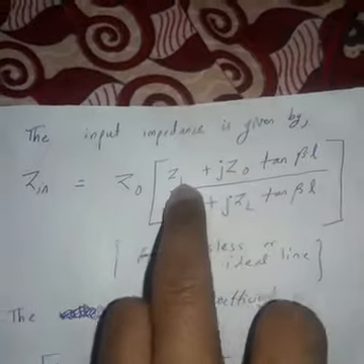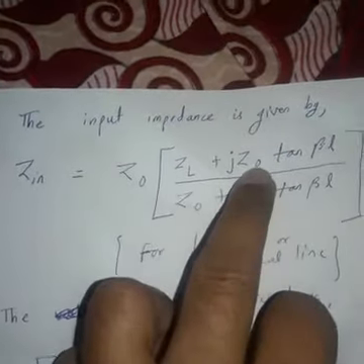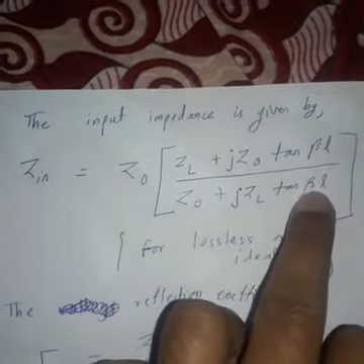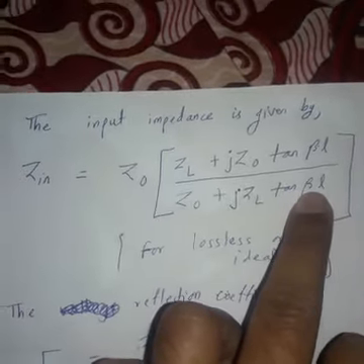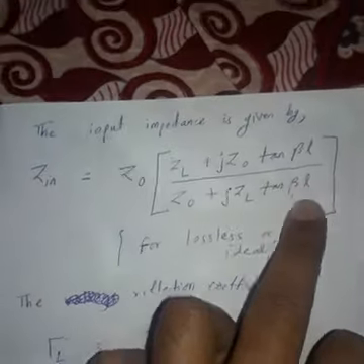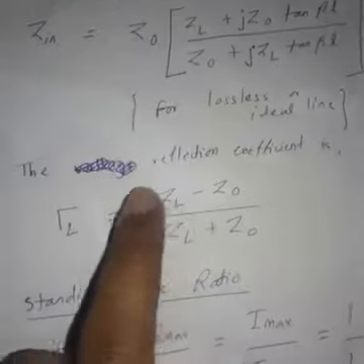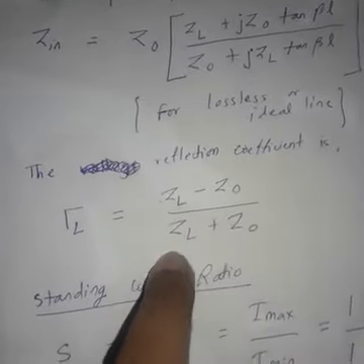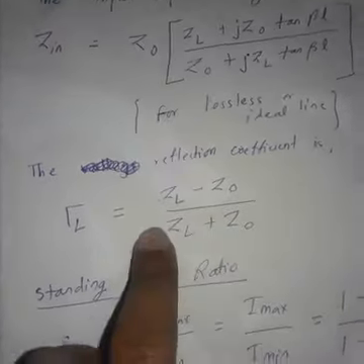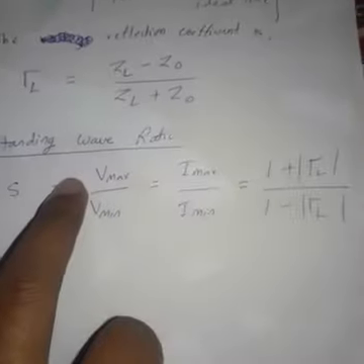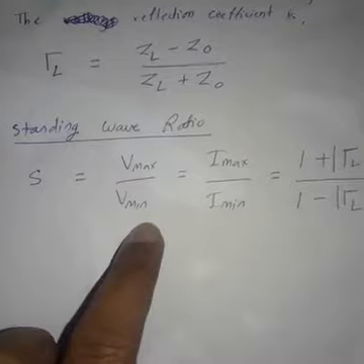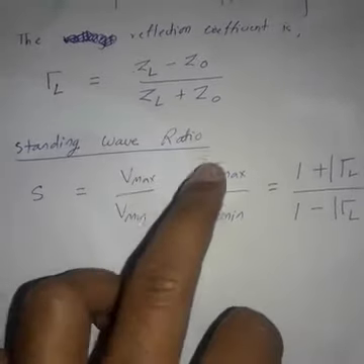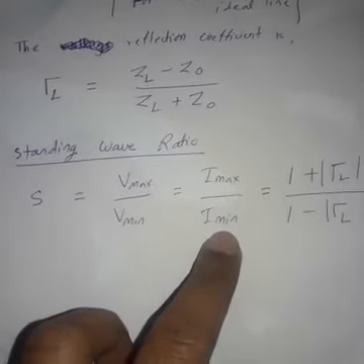ZL is your load impedance, Z0 is your characteristic impedance, and beta is the parameter of the propagation constant. Here again, the reflection coefficient is given as (ZL minus Z0) divided by (ZL plus Z0). This you have to remember. And the standing wave ratio formula you have to remember. I already told you the standing wave ratio is Vmax by Vmin, and Vmax by Vmin is equal to Imax by Imin.